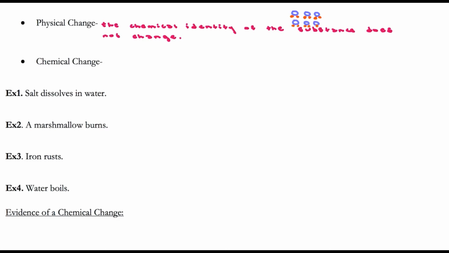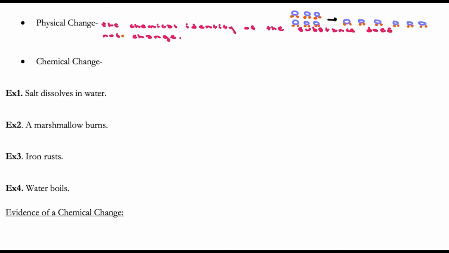If I were to melt this, which is going to be a physical change, what this would look like is the water molecules would then become liquid and they would take the shape of the container they're in. But notice as I'm drawing this, the identity of the water does not change. You still have water molecules there. So while the appearance might change, the chemical identity does not change.